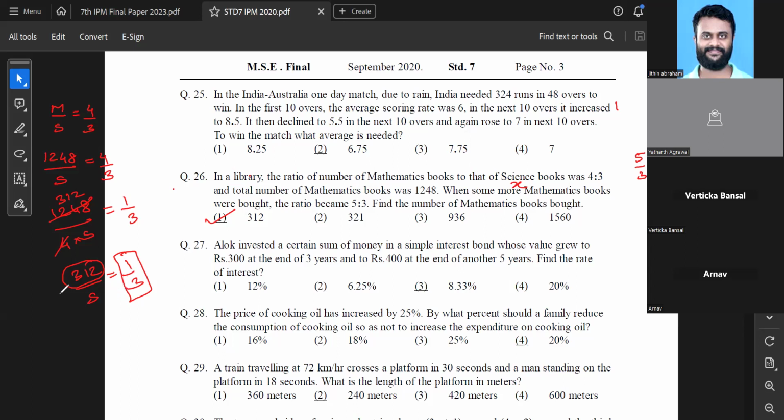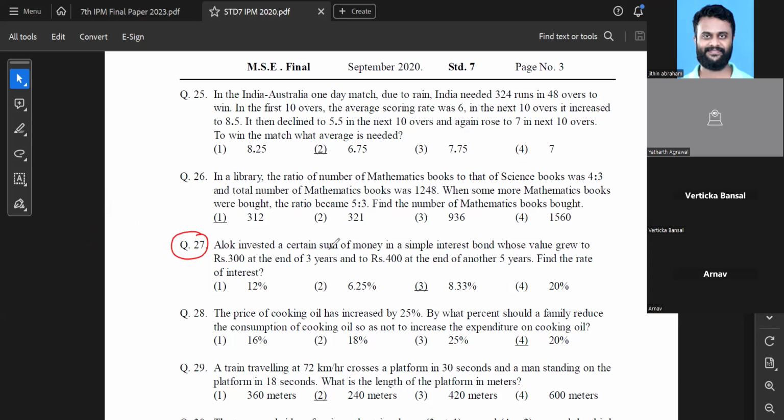Now let's proceed to the next question. Alok invested a certain sum of money in a simple interest bond. So I'll call that money as P. The bond's value grew to 300 in 3 years. So I'm not sure how much is the interest by looking at this statement, but they have said it has grown to 400. So the total value has grown to 400 at the end of another 5 years.